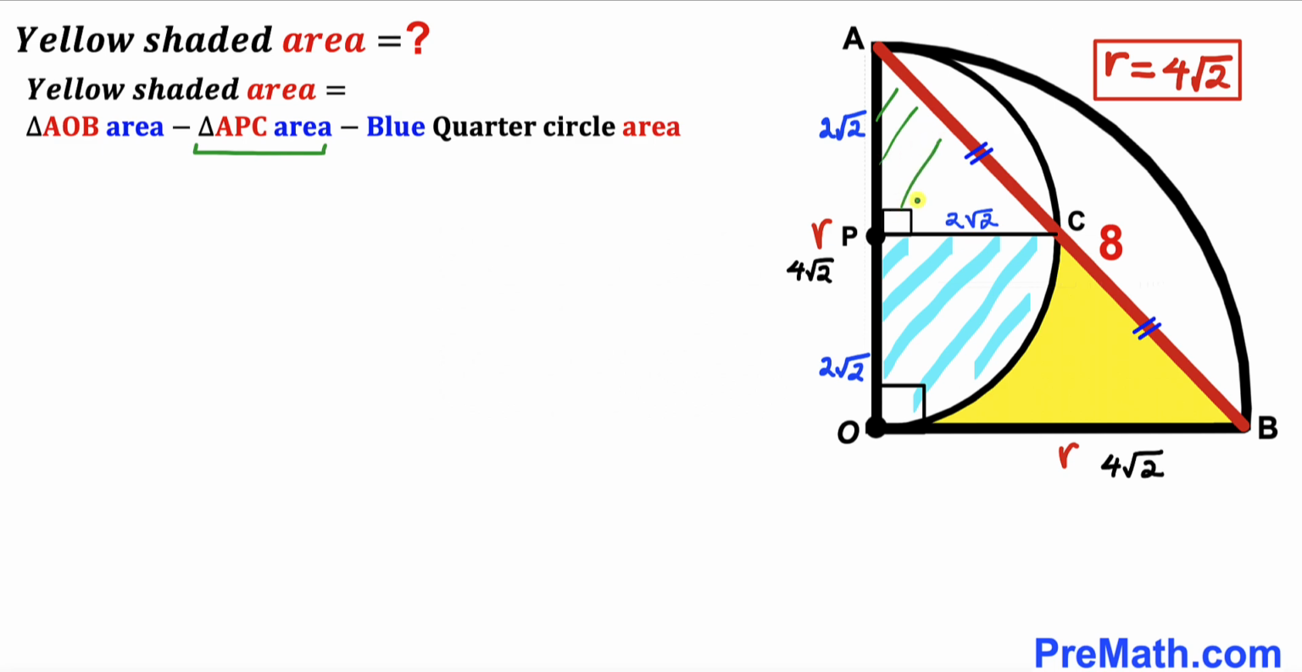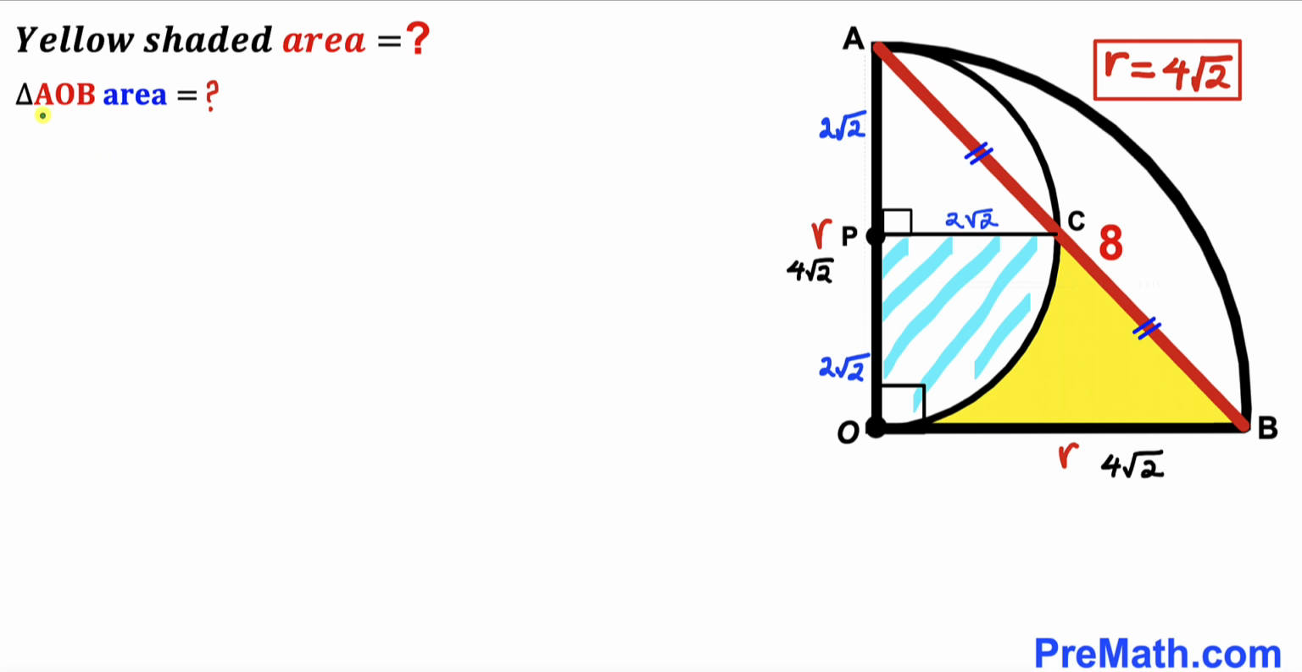We are talking about this right triangle, and the area of this small blue quarter circle as well. So now our task is to calculate the area of the triangle AOB, the area of the triangle APC, and finally the area of this blue quarter circle as well. In this next step, we are going to calculate the area of this big right triangle AOB.